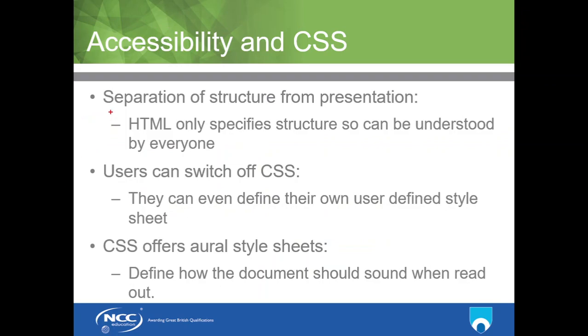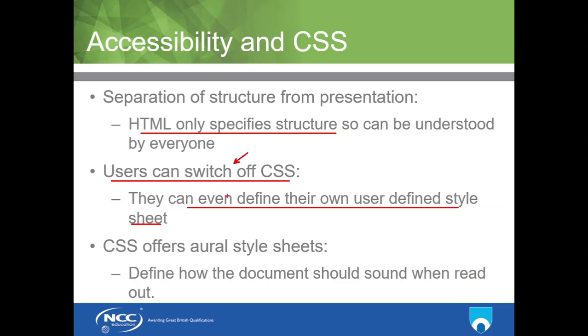Accessibility. We're going to be learning about accessibility a lot. Now, HTML only specifies the structure. We already know that. The other thing is that users can actually switch off CSS. They can even define their own style sheet. So I want you to research how to switch off CSS of a particular page. Now, CSS offers an aural style sheet. An aural style sheet defines how the document should sound when read out.